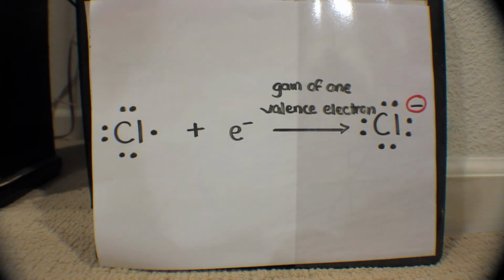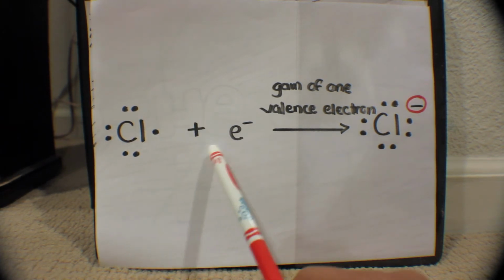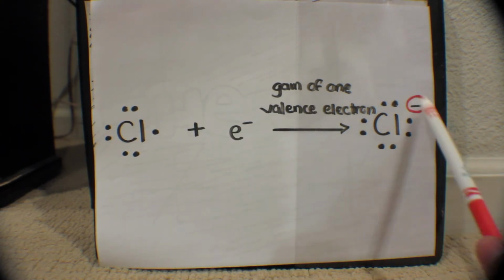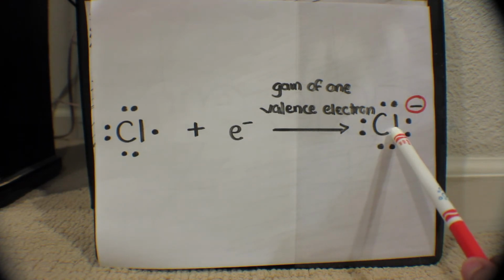We can simplify this whole process with an equation: chlorine with 7 valence electrons gains 1 more valence electron to become chloride with a complete octet in the highest occupied energy level.